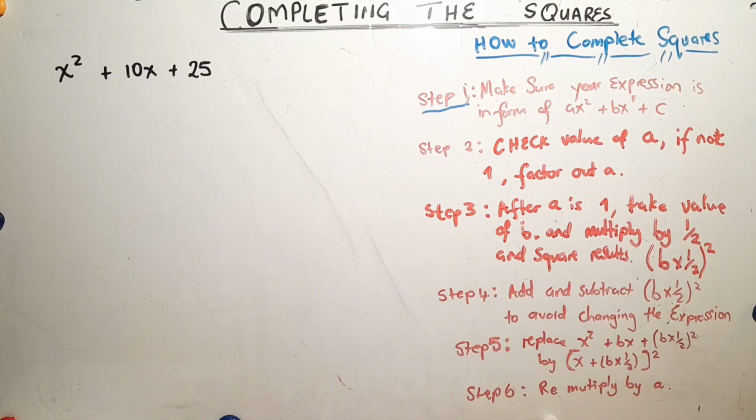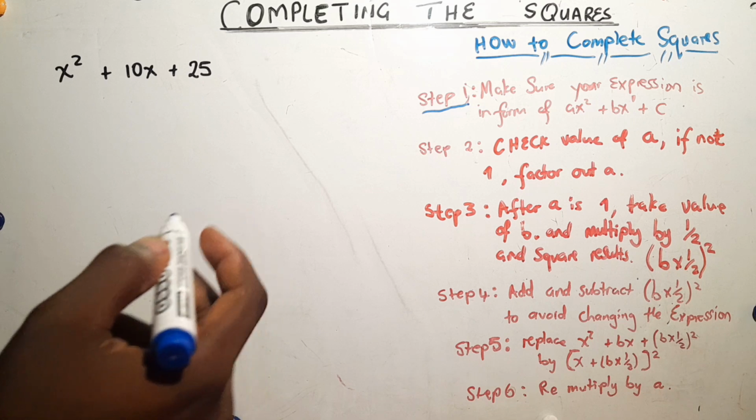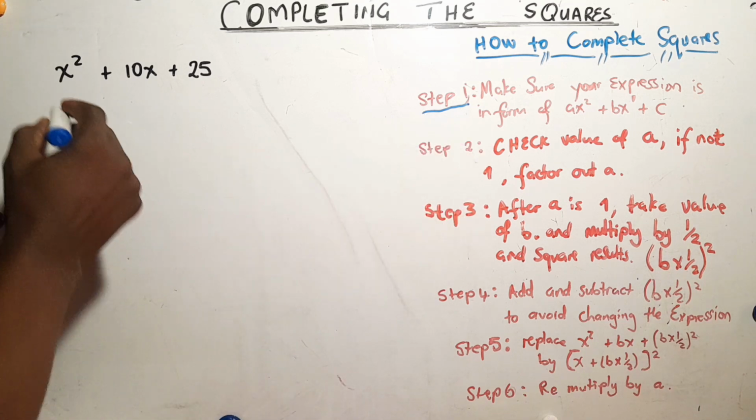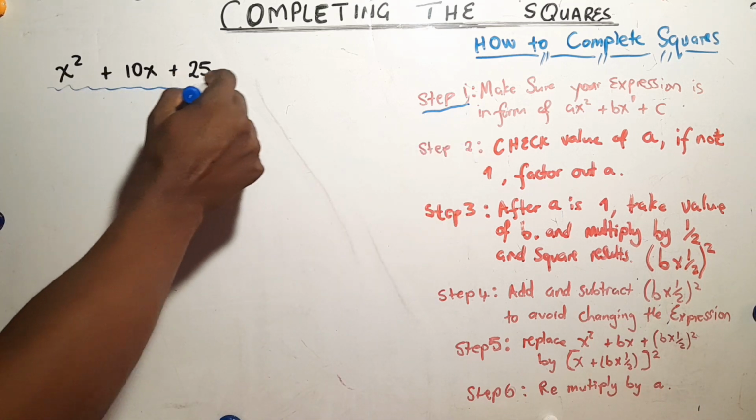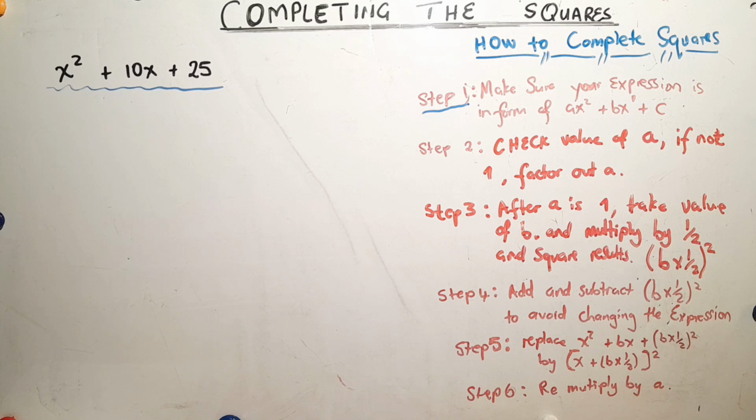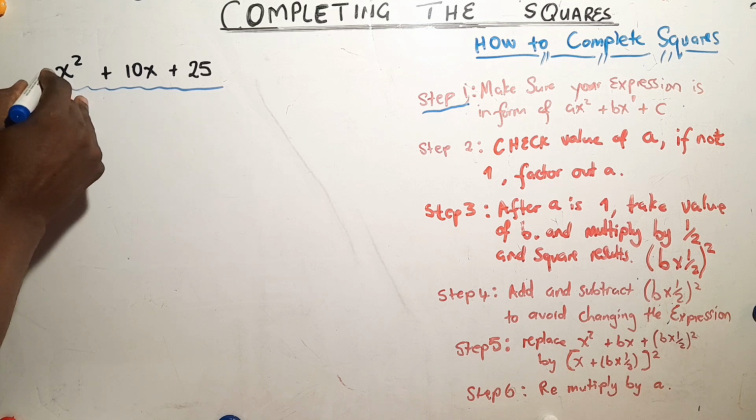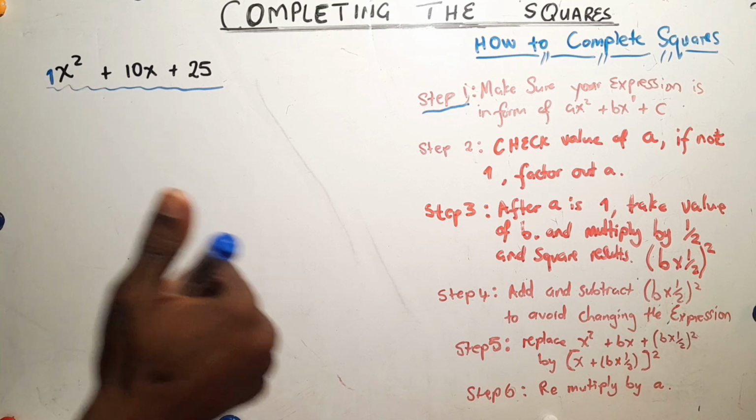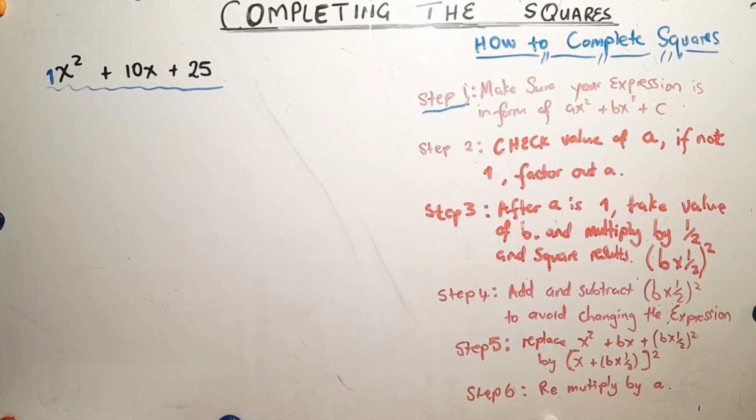So let's work with this step by step to show how we can do that. So step 1, they said we must make sure your expression is in the form of ax squared plus bx plus c, and this is in that form where our a is a. The second step, they said check the value of a. If it is not 1, so this is 1 fortunately, so it means that we are okay, there's no need to factor out.